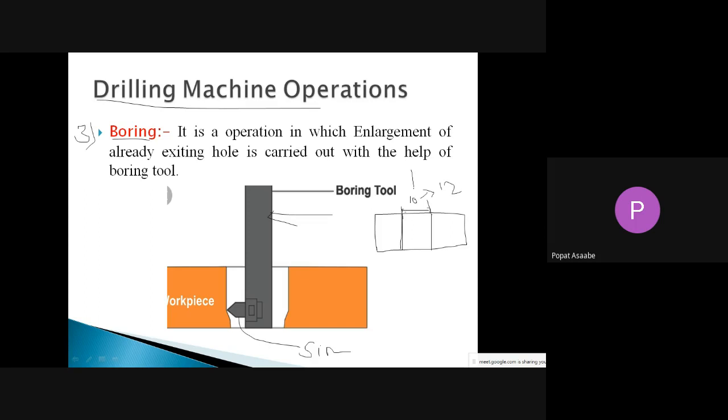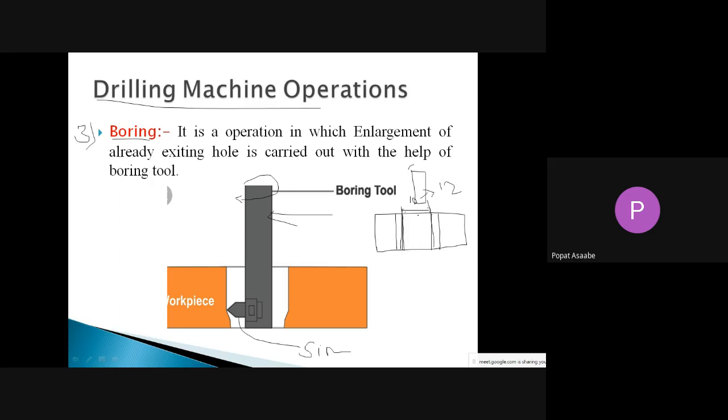Just we have to insert that boring tool into this existing hole, and we have to rotate that boring tool with the help of the spindle. At the end of that boring tool, or at the end of this bar, we have attached one single point cutting tool here. With the help of this single point cutting tool, we can remove the material from that existing hole and we can make the enlargement of that hole. This process or this operation is called the boring operation.